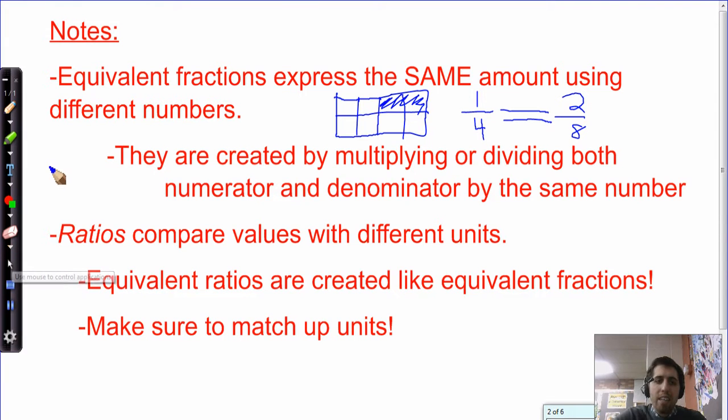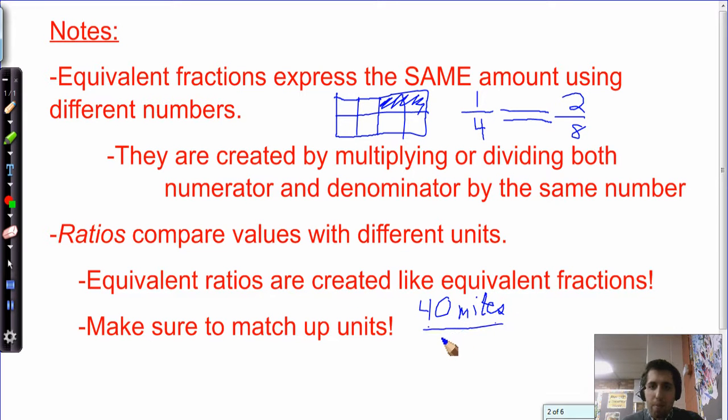The other note I ask you to take down is that ratios compare values with different units. So they look a lot like fractions when we write them out. So for example, I might write for you that you could travel maybe on a bicycle 40 miles in 3 hours. Now you might be saying to yourself, oh, that kind of looks like a fraction, but it looks like an improper fraction. But the thing about ratios is they have different units.